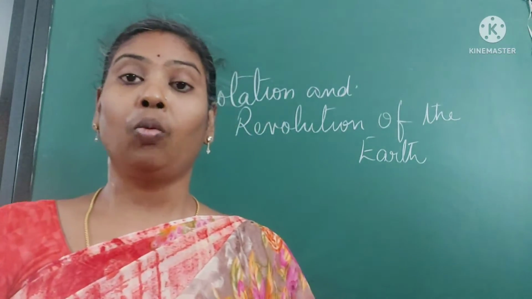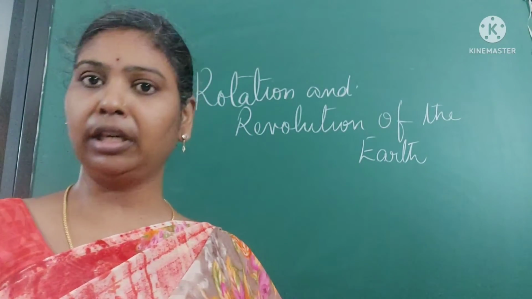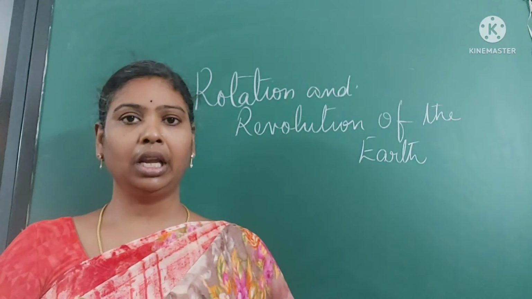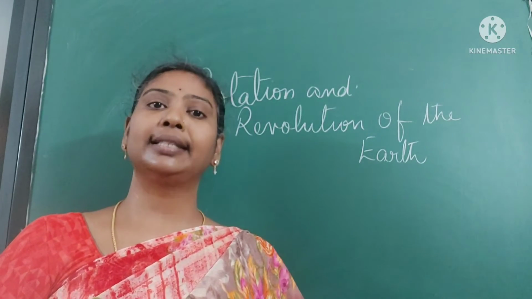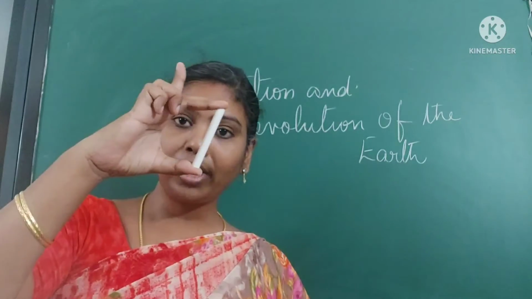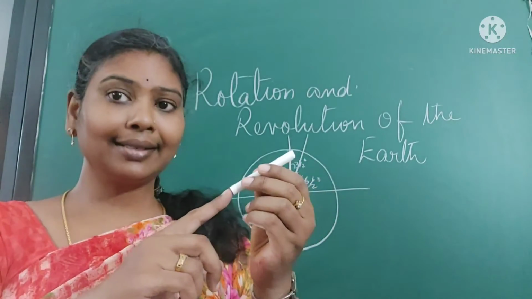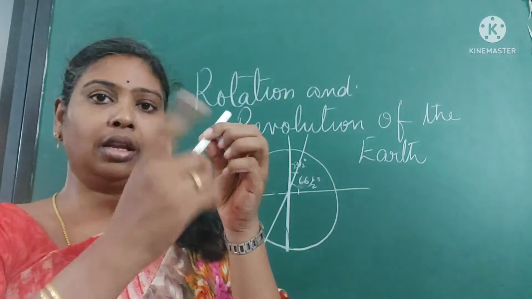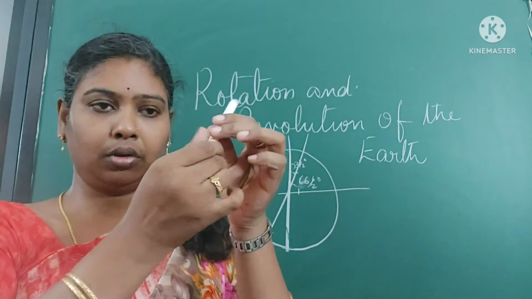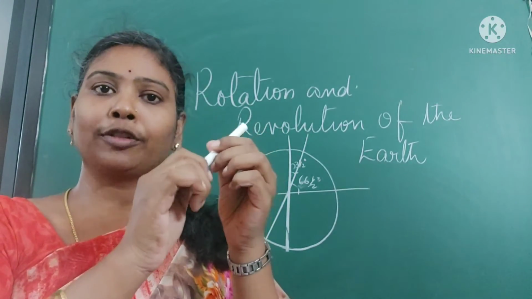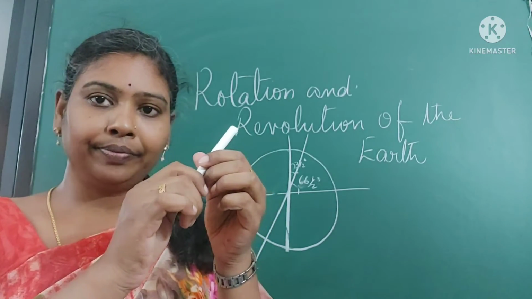Now, let us discuss what is rotation. In your previous classes, we must have studied what is rotation. Rotation is the motion of the Earth around its own axis. Axis is any point on which anything rotates on itself. So, anything that is rotating on itself is known as the axis of that point, right?